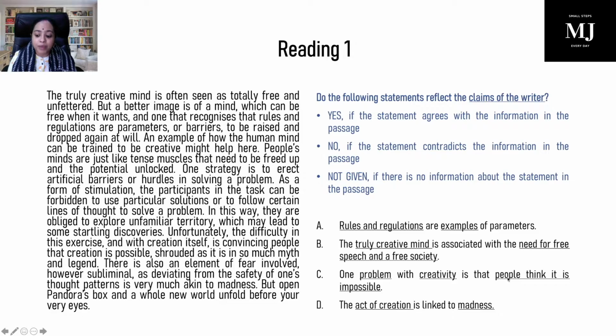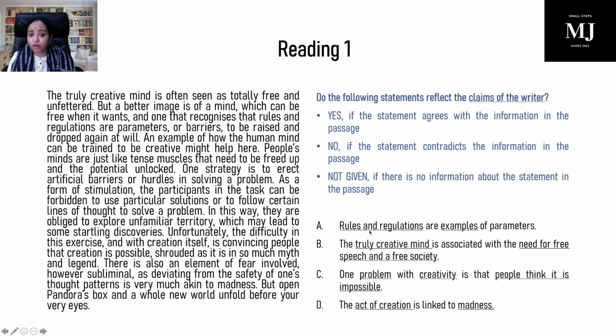Is that people think it is impossible. So what do people think? It is impossible. Keyword. Fourth, the act of creation is linked to madness. What is linked? Act of creation. Linked to what? Madness. Keyword. Other words like associated, parameters, linked. Please remember that these will surely be paraphrased in the passage, written in some other form. So have that open mindset.